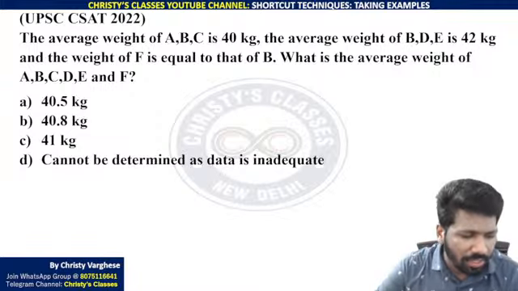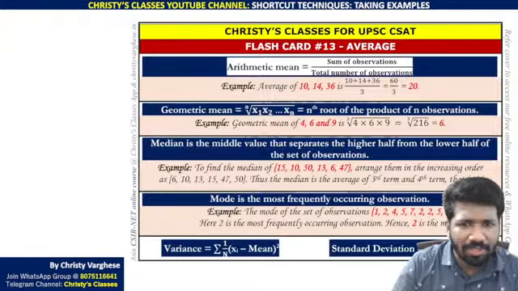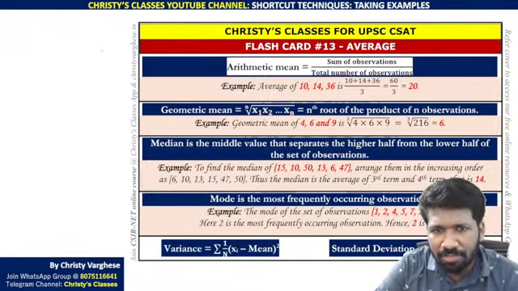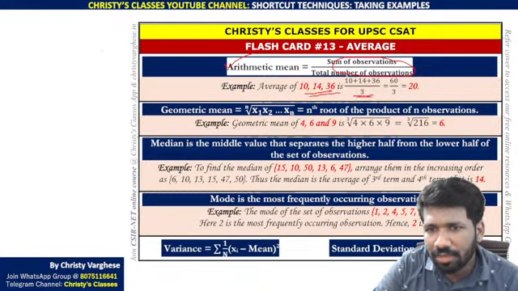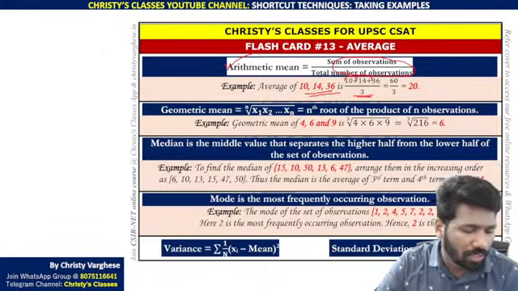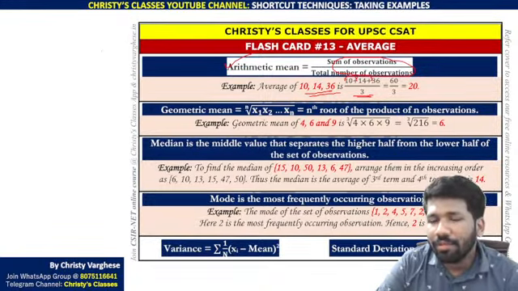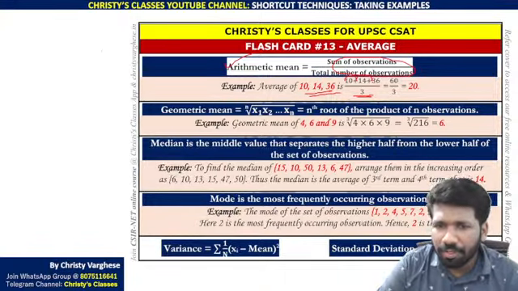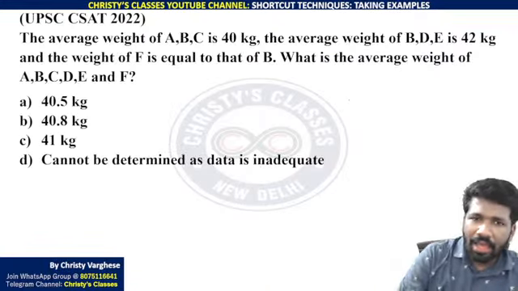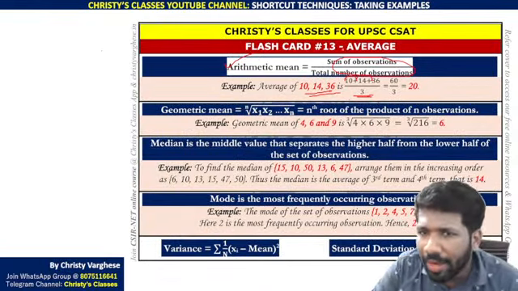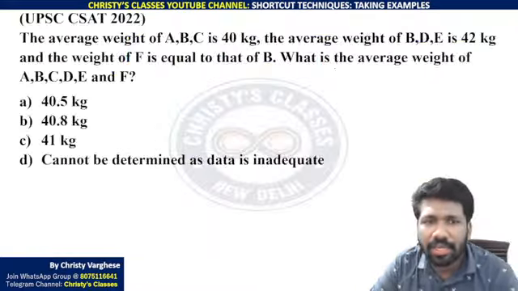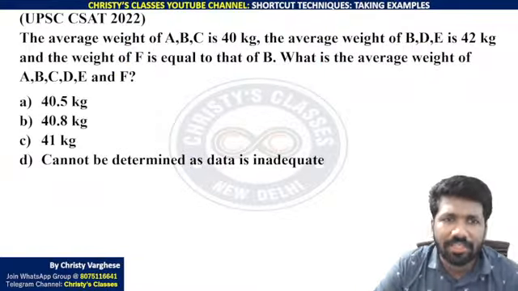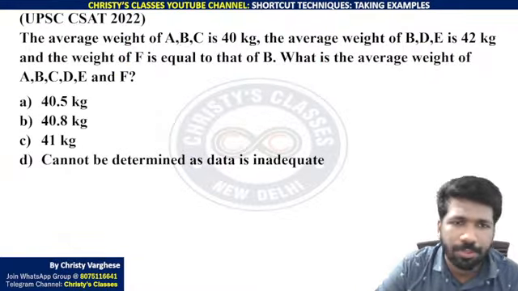So here everything is in terms of average weight. Average means arithmetic mean. If nothing else is mentioned, average means arithmetic mean, which is the sum of observations divided by the number of observations, which you already know. For example, for 10, 14, 36, the average means 10 plus 14 plus 36 divided by 3. So anyway, sum of observations divided by number of observations, that means only the sum matters. Individual values do not matter. That is why taking examples will give you a clear understanding of the question and a faster solution.